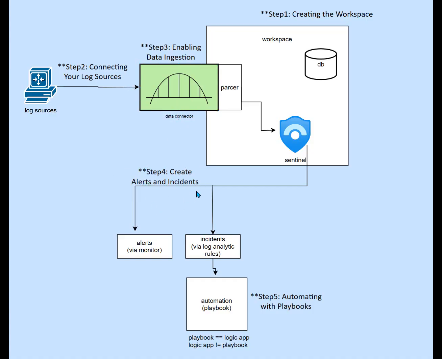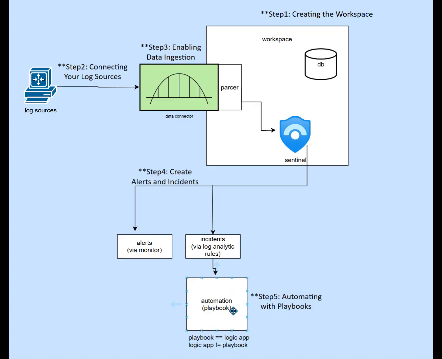And then step number 4 is to create alerts and incidents. Now that the logs are flowing into Sentinel, you want to generate alerts, right? This is done by creating rules under Monitor. You can also set up action groups for notifications when alerts are triggered. But ultimately, our goal is to manage incidents effectively, which you can achieve by using analytic rules under Sentinel.